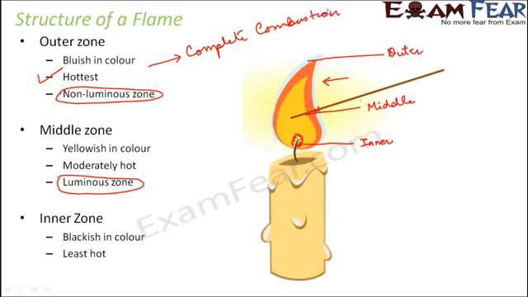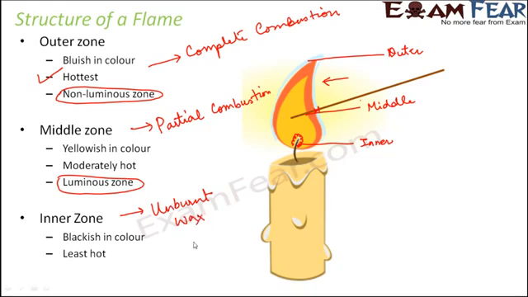That is why a lot of heat is produced, because combustion is all about producing heat. In the middle zone, partial combustion takes place. Since it is partial combustion, it is moderately hot. Whereas the inner zone contains only the unburned vapors. That means no burning is actually happening there. Only the unburned particles are staying there. So this contains the unburned vapors and that is why it is the least hot.